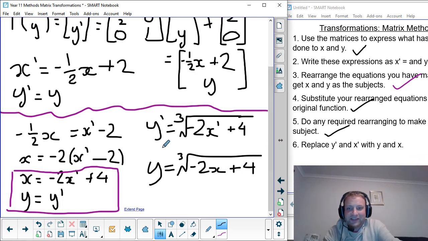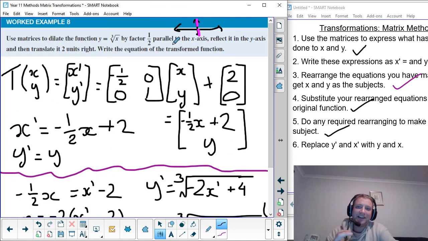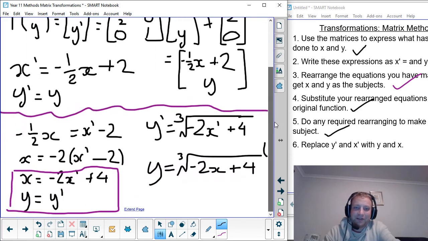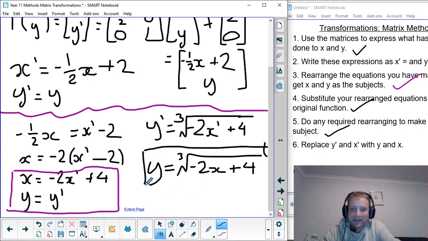So essentially this is the equation I would get if I started with cube root x, and I dilate it by a factor of a half, so I'm kind of flattening it out side to side. I wanted to reflect it side to side, and I want to move it 2 units to the right. Okay, so doing those 3 things to my graph or my equation gives me this answer. Okay, and matrices helped me get there when I might have been stuck otherwise.